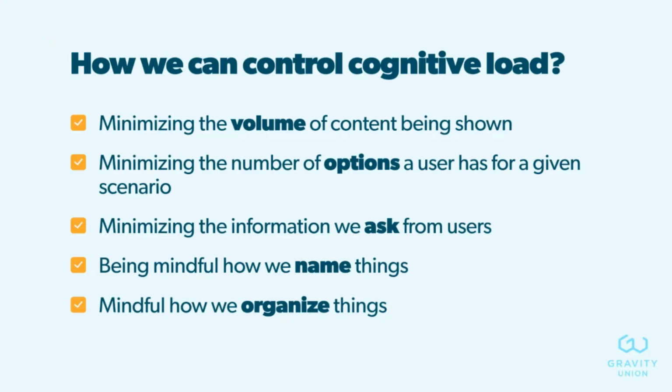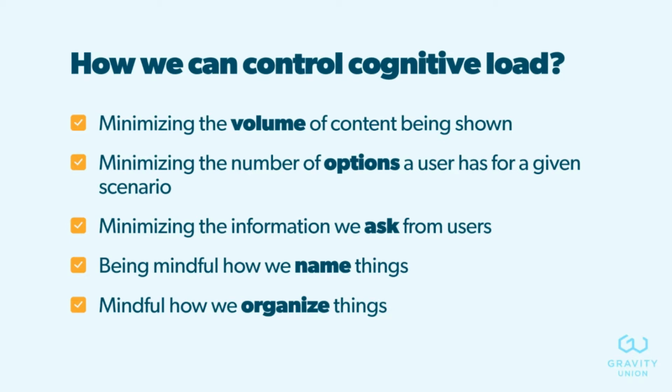So how can we control cognitive load? We can certainly minimize the volume of content being shown. Some examples of that could be, by default, if I go to a document library with invoices, I could potentially, by default, just show you the invoices that still haven't been paid yet, because those are the invoices that I have to deal with.